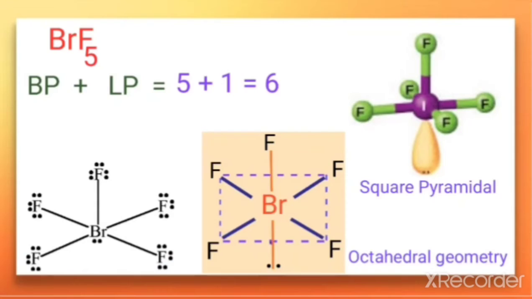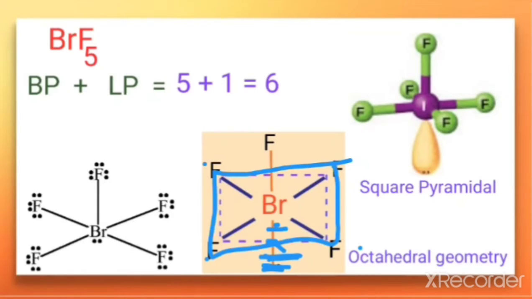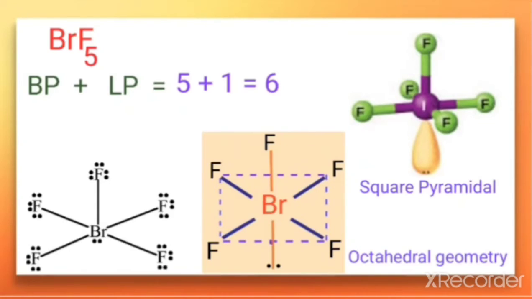But what about the shape? When we are considering the shape, we are not considering the lone pair. So if we do not consider the lone pair, how will the shape be? Because it is a square, and above the plane there is one fluorine, we can say that it looks like a square pyramid. That shape is explained here in the 3-dimensional structure. It is clear that it is a square pyramidal shape.